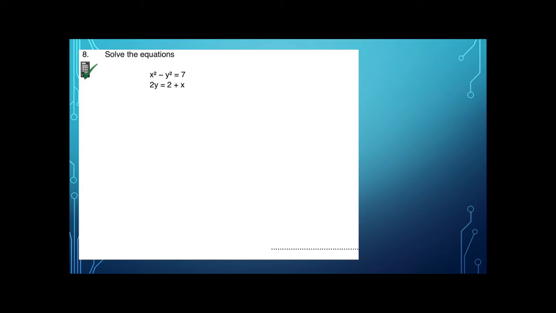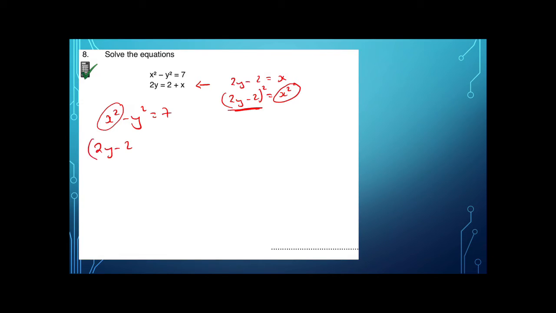Solve the equations. x squared minus y squared is equal to 7, and 2y is equal to 2 plus x. Okay, I'm going to rearrange this to say 2y minus 2 is equal to x. I've done that because I can then work out what x squared is, and that's because I'm going to use the first equation. We have an x squared, which is the same as this x squared. We're going to replace it with this. So (2y minus 2) squared minus y squared is equal to 7.